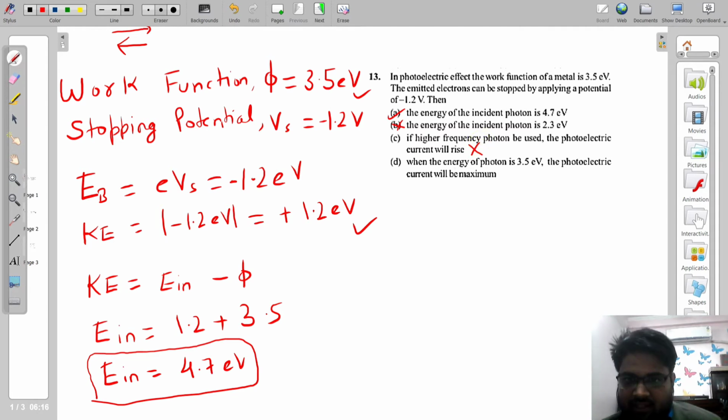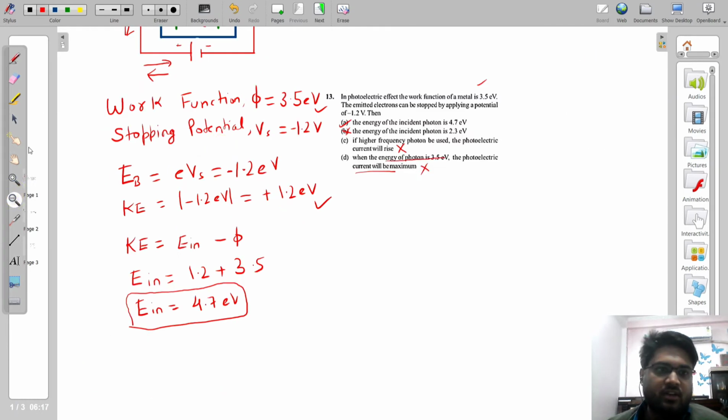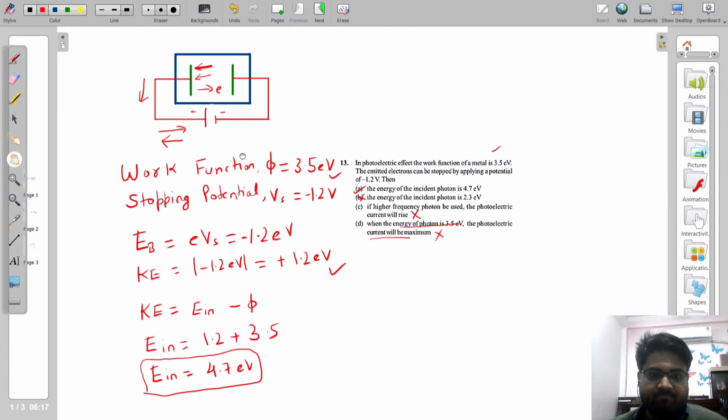Now the last option, they said that energy of photon is 3.5 volts, so the photoelectric current will be maximum. Here, work function value is given 3.5 volts. So if the energy of incident photon is also 3.5 volts, they will be cancelled and the value of kinetic energy will be 0. So there will be no current in the circuit because there is no electron flowing in the circuit. So this is also wrong. So in this way we have solved this problem. If you want the whole solution, you can look at the solution in this way.